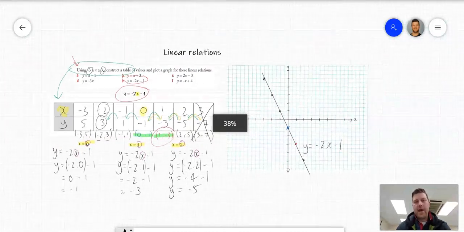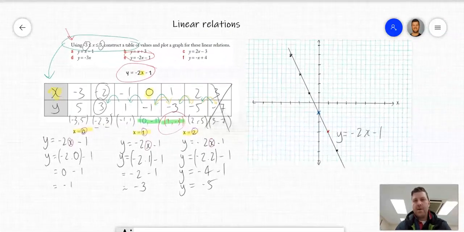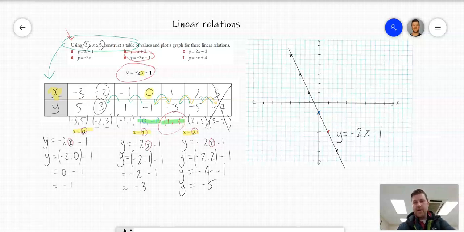So there you have it, guys. Graphing a linear equation by first constructing a table of values, creating a number of sets of coordinates, then putting those coordinates onto your Cartesian plane, and finishing off by drawing a line through them and labeling that line with the equation. You can see I only did 3 bits of working out, then I could see the pattern that was happening, and I used that pattern to fill out the rest of the table of values.